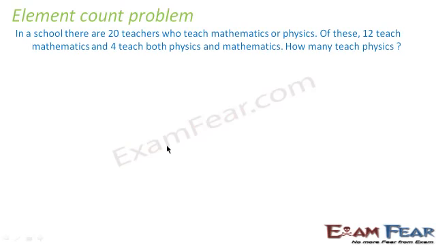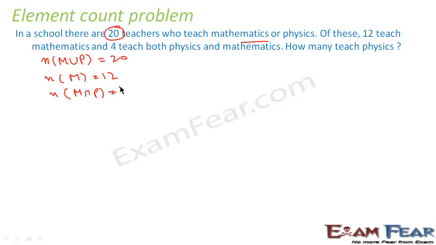Let's take one more element count problem. There is a school where there are 20 teachers who teach physics or mathematics, 12 teach mathematics, 4 teach physics and mathematics. How many teach physics? Let me write this in mathematical form. There are 20 teachers who teach mathematics or physics, so n of M union P is equal to 20. 12 teach mathematics, so number of mathematics is 12. 4 teach both physics and mathematics, so M intersection P is 4.